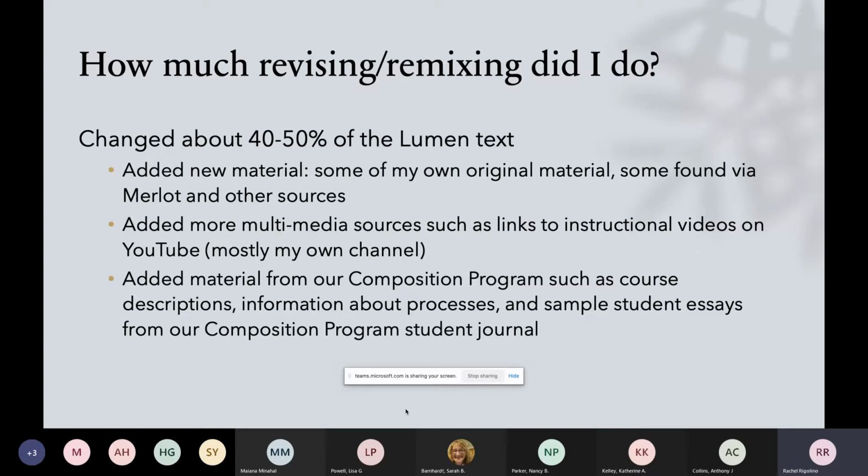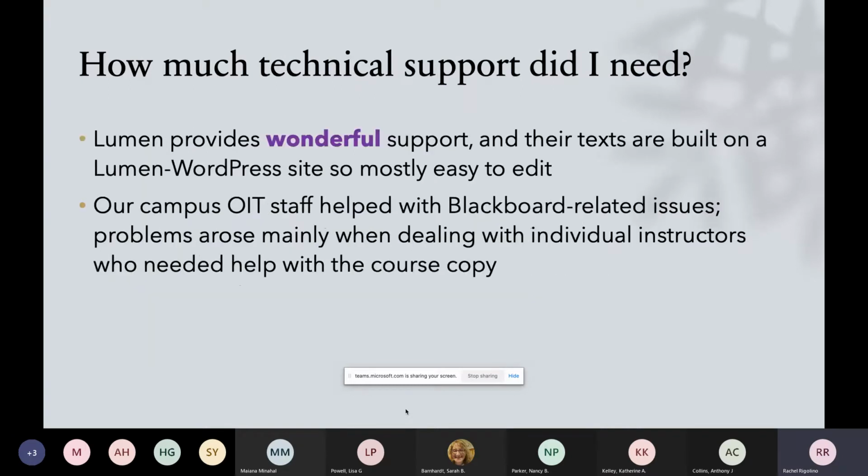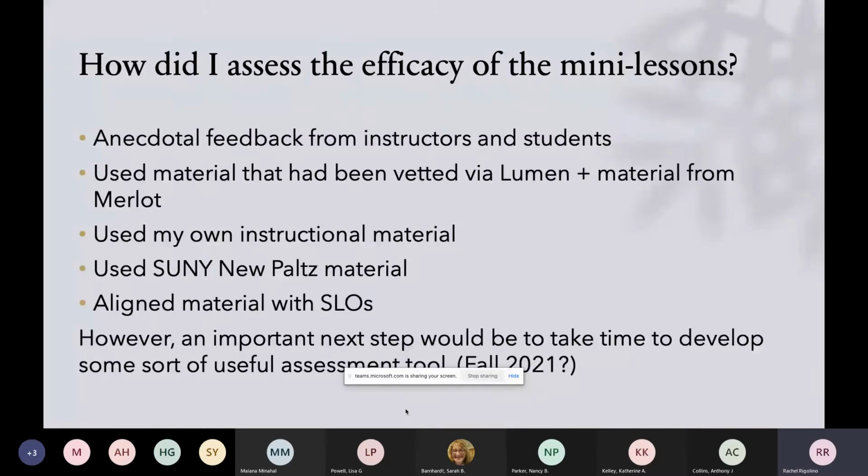And in terms of technical support, I will shill a bit for Lumen because they really did give me some wonderful support. And then our campus OIT helped me with Blackboard related stuff. Now, in terms of assessment, I'm at the level where this was like, let's throw this together and get it up there. And now I can breathe.